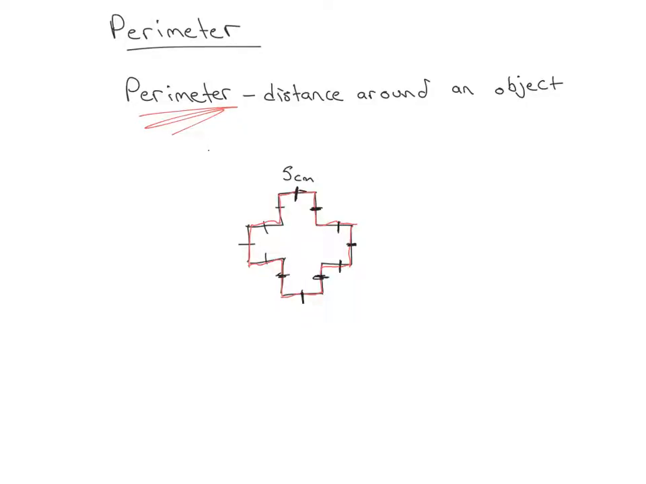So in this question here, there's a couple ways to approach it. Probably the simplest way in terms of just understanding the problem would be to actually add up each of these sides. So we've got 5 centimeters from this side, plus another 5 centimeters from there, plus another 5 centimeters, plus another 5 centimeters, plus another 5 centimeters, plus another 5 centimeters.